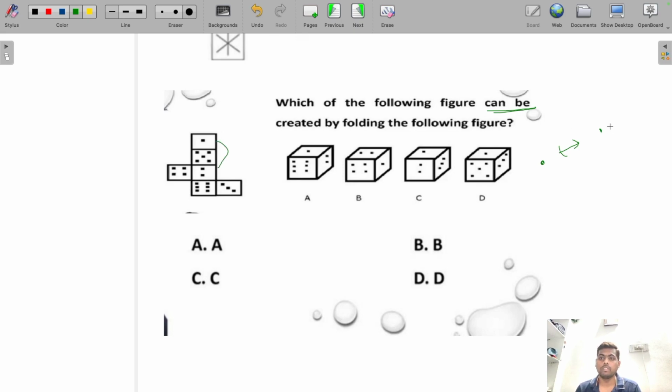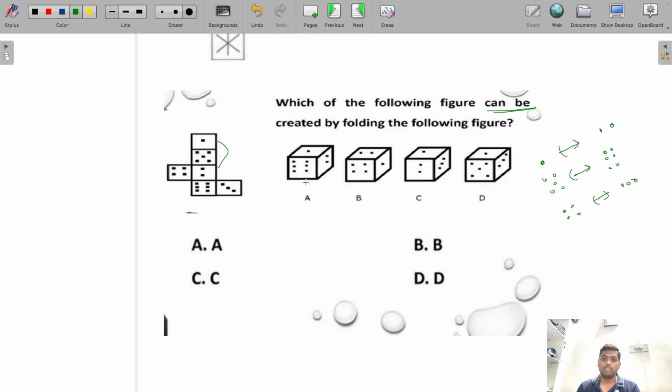Okay, definitely. Again 5 and 1, 2, 3, 5, 5 and 6 will be opposite to each other. Okay, again 4 and 3 will be opposite to each other, 4 and 3 will be opposite.